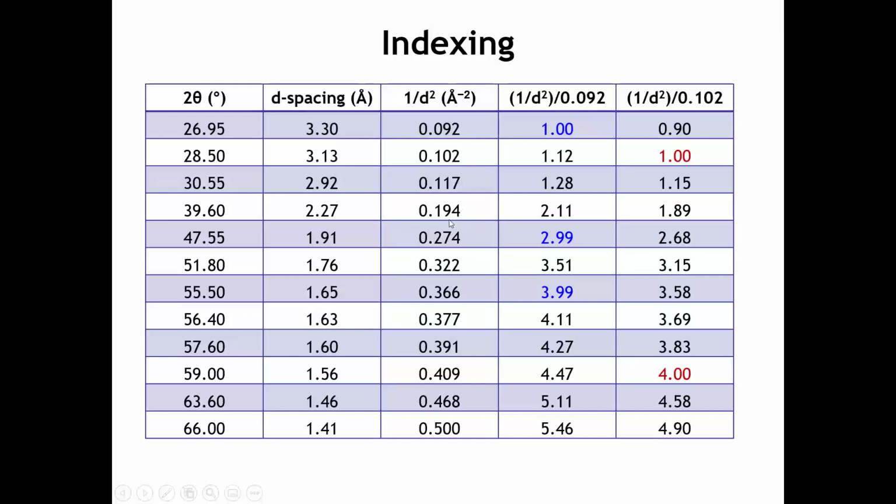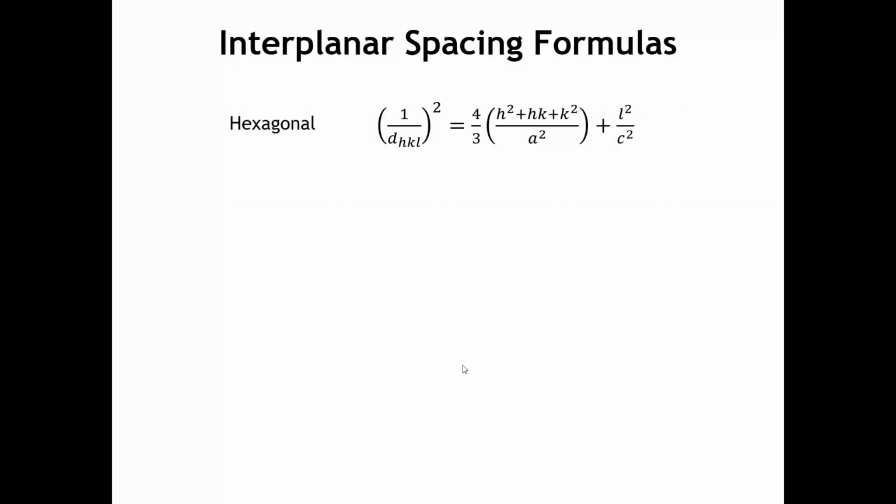If we look at this 0.274 and add 0.102 to that, we would get 0.376, and lo and behold, here's a peak pretty close to that. That's a good sign that we might be on the right track. Now, if our guess is correct, the next step would be to take our guess, determine the values of A and C, and then calculate where all of the peaks would be for those values of the lattice parameters. It's just a little bit more complicated for a hexagonal system than a tetragonal system, because in that first term, we have this 4/3 in there.